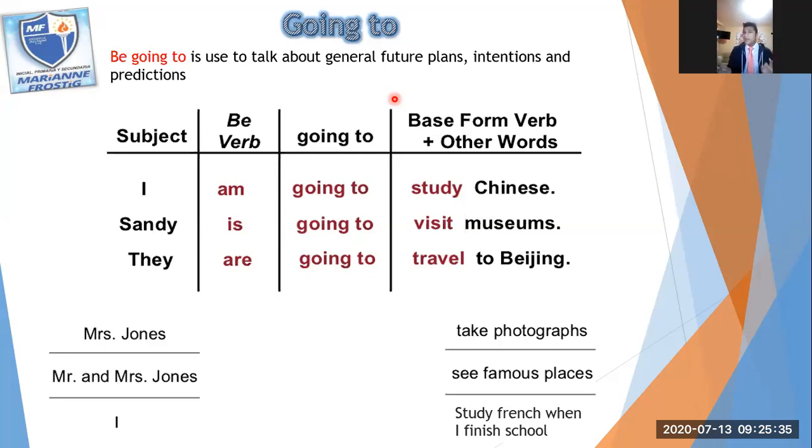It's very, very similar. For example, of course, you start with the subject. Okay, you start with the subject: I, you, he, she, it, we, they. You use the verb to be. Remember, we have 3 verbs to be: am, is, are, okay? After the verb to be, el be, we use going to, okay? I'm going to, is going to, are going to, okay?